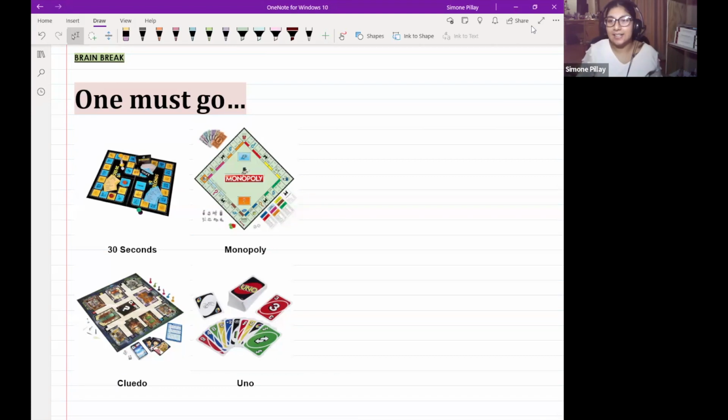Because I really like 30 Seconds. I think it's so fun, the explaining, and you're laughing because your partner doesn't get it. And then Monopoly, that's Monopoly. When you have siblings, all you want to do is beat your siblings. And then Uno, I used to play it a lot, guys. At primary school, those were the days, everybody used to bring Uno cards to school and we used to play Uno all the time.